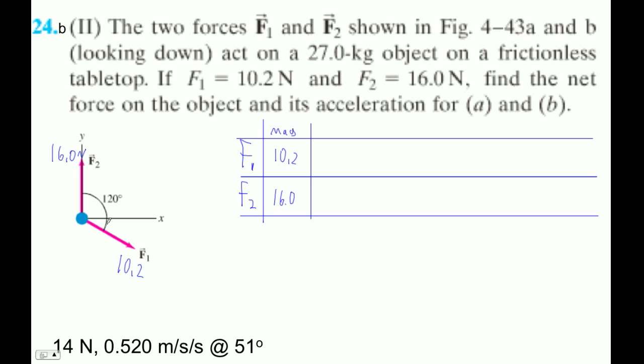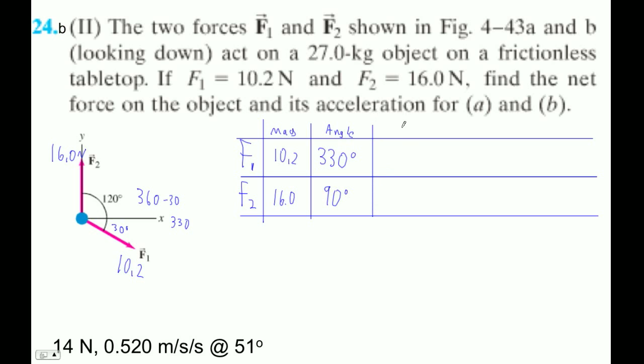F1, what is that angle? Well, if that's 120, then this must be 30, right? Okay, so it would be 360 minus 30, which would be 330 degrees, right? So F1 is 330 degrees. There's our angle. And then F2 is, well, it's 90, right? That's pretty simple. I don't even need a calculator for that one.